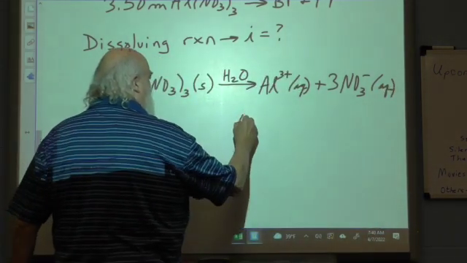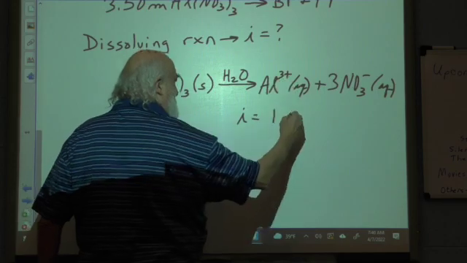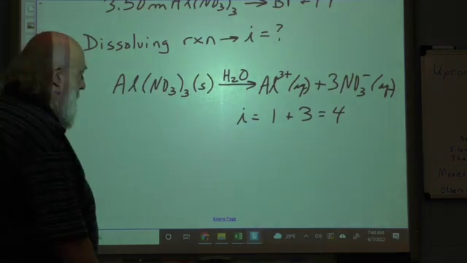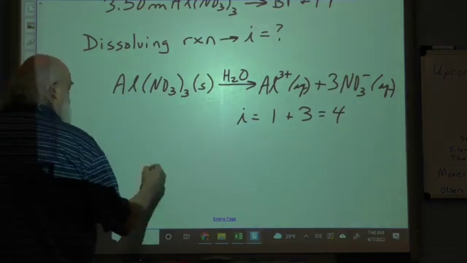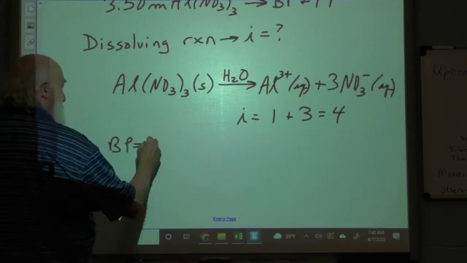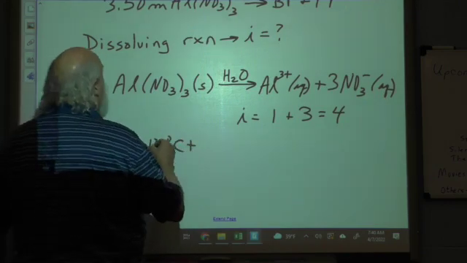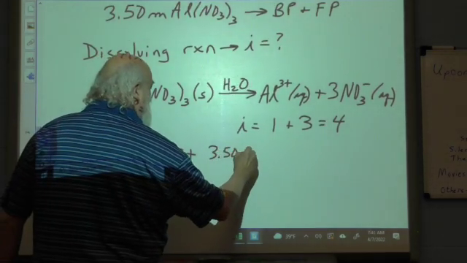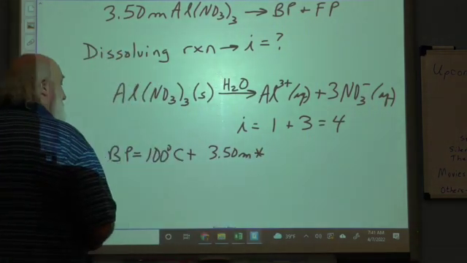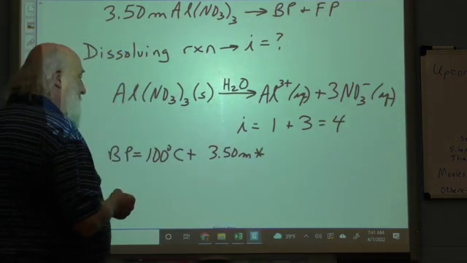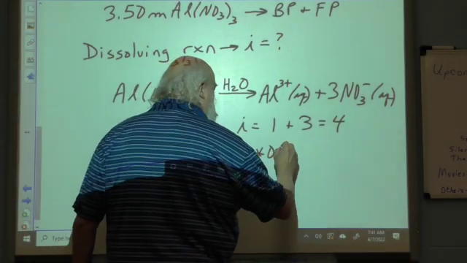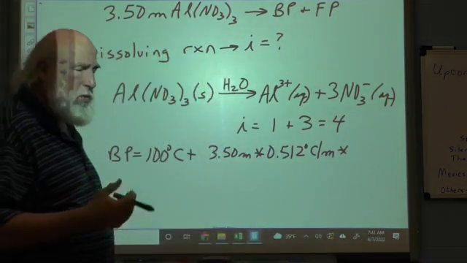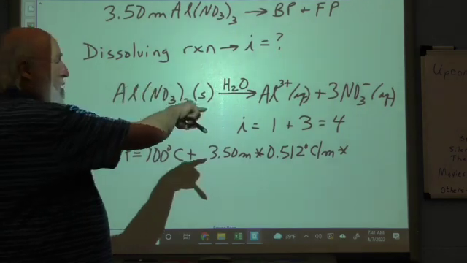Now, the Van 't Hoff constant then is going to be equal to 1 for the aluminum and 3 for the nitrate, for a total of 4. All right? So the boiling point is going to be 100 degrees Celsius plus the original concentration, which we said is 3.50 moles per kilogram, times the Kb, I should have probably put the Kb first, which is 0.512 degrees Celsius per mole per kilogram. It does make a difference, since multiplication is commutative. And then our I value here is 4.